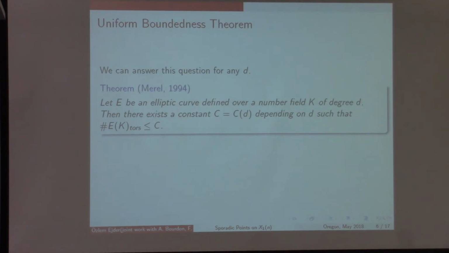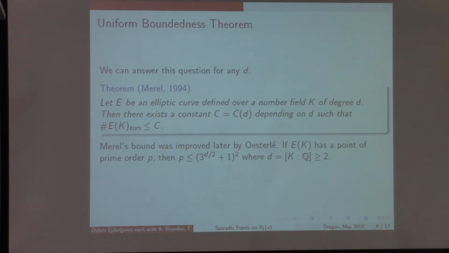In this case, we take an elliptic curve defined over any number field, and I fix the degree of this number field. I know that there is a constant that depends only on the degree of this field, such that the size of the torsion subgroup is bounded by this constant. This is pretty strong, but this constant is not very efficient. In general, it's big. I don't actually remember what the bound is in this case, but there was an improvement.